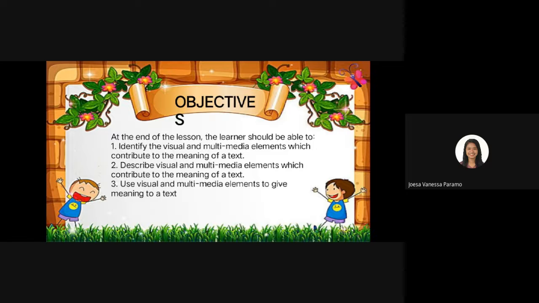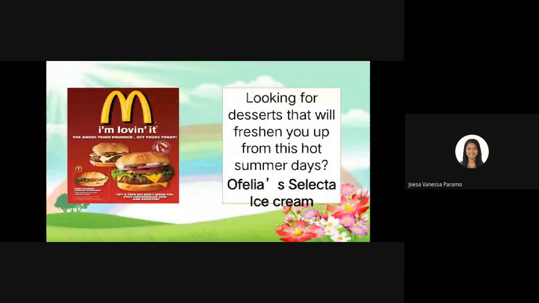Now I will show you an advertisement. Which is the more effective advertisement, the left side or the right side? Okay, very good. The left side, because this one looks more attractive. Am I correct? Okay, very good.